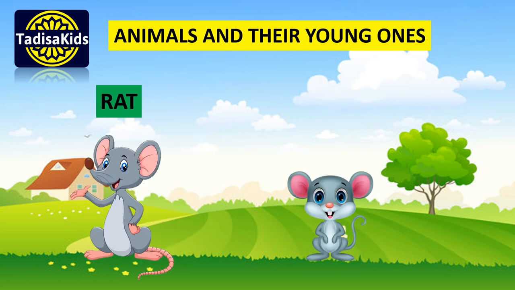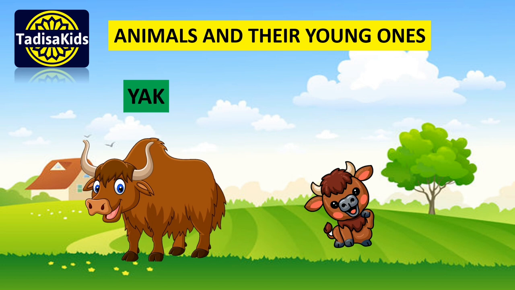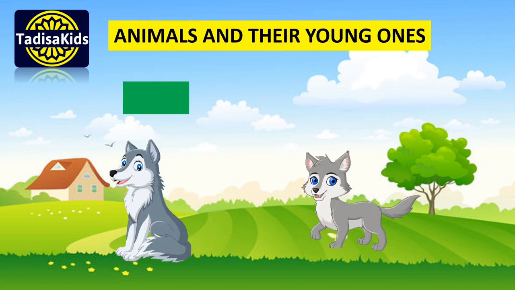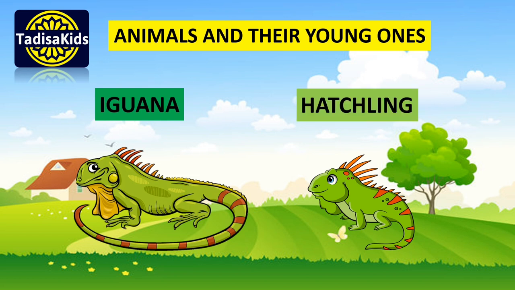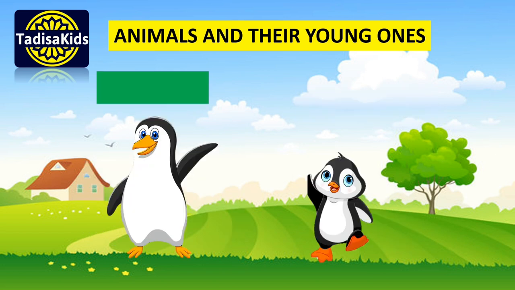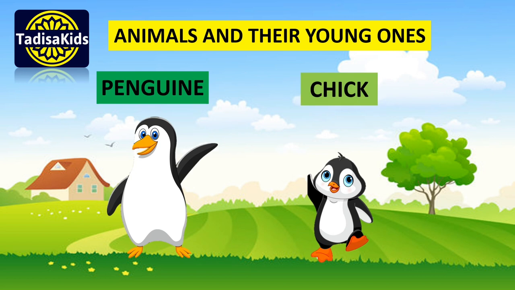Mouse. Rat. Rat baby is pup. Yak. Yak baby is calf. Wolf. Wolf baby is pup. Iguana. Iguana baby is hatchling. Penguin. Penguin baby is chick.